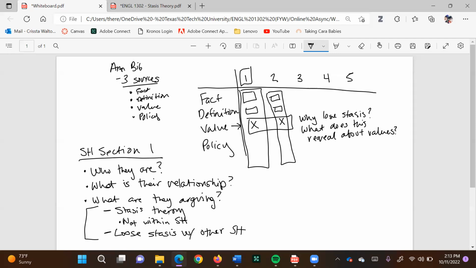If you feel confused about stasis theory, I want to say again that that is okay. This is the hardest topic that we talk about this semester. So please feel free to email me if you have any questions. Refer to the textbook. It is a great resource for talking about stasis theory.